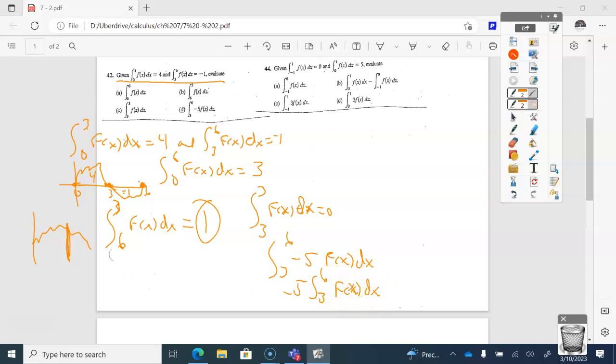We know that this is -1. So then we get -5 times -1, and that would be 5. And that's the answer, okay? So -5 times the integral from 3 to 6, well, that's going to be -1. So -1 times -5 gives me 5. Hopefully that's sufficient for you to figure out these problems. You are to hopefully do 44, and that'll work out.